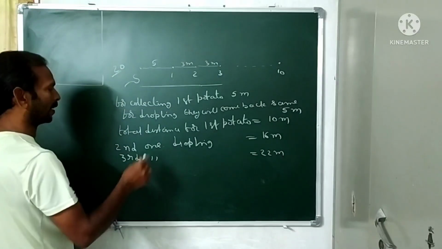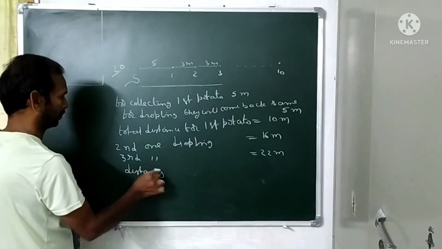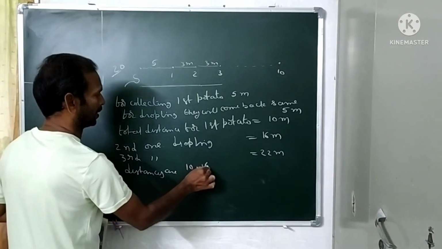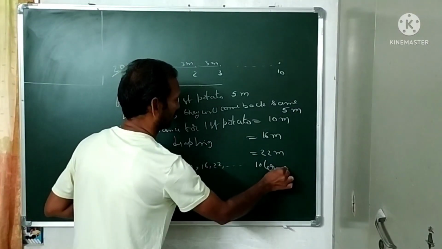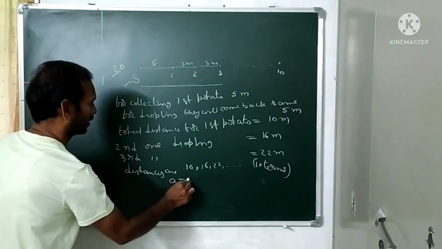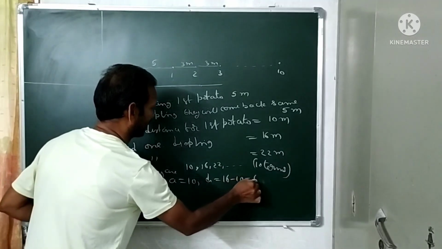So like that, 10 are there. Distances are 10, 16, 22, and so on, 10 terms. Like this, 10 are there. So here a is equal to 10. d is equal to 16 minus 10, 6.